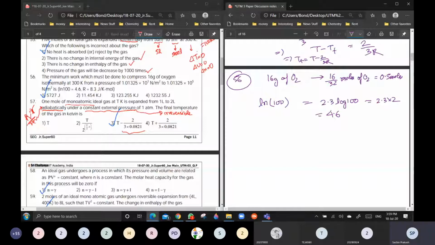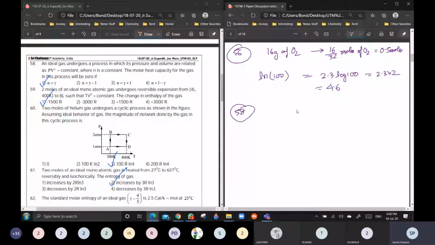Okay, so 58, it is given that the whole process is related by a process PV to the power n equal to constant. So here, this is a polytropic process, where n is the polytropic exponent. Can you remember what was the formula for the molar heat capacity? Like Cv plus R by 1 minus n, something like this it was. Can you verify? I've forgotten the formula. N minus 1, sir.